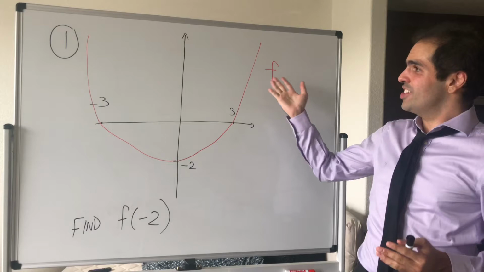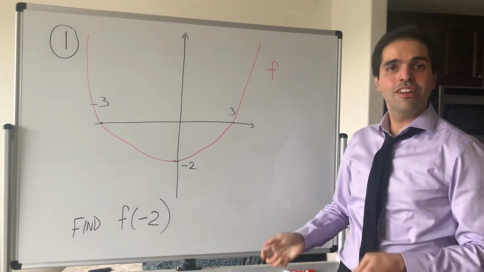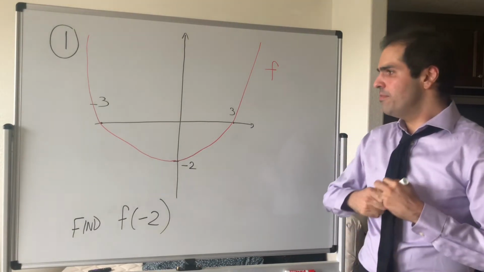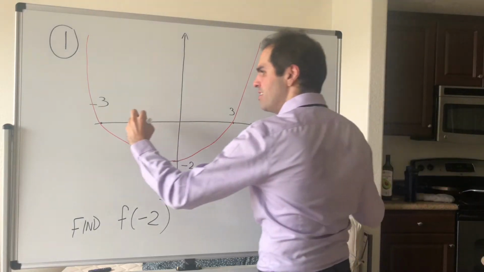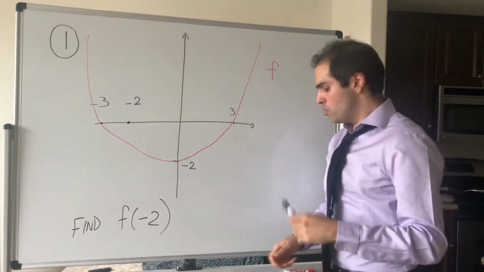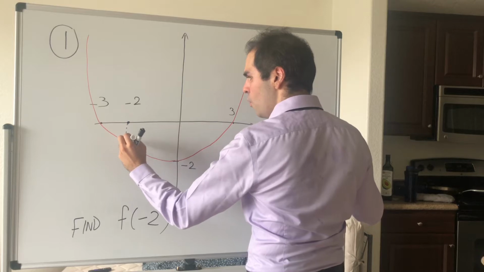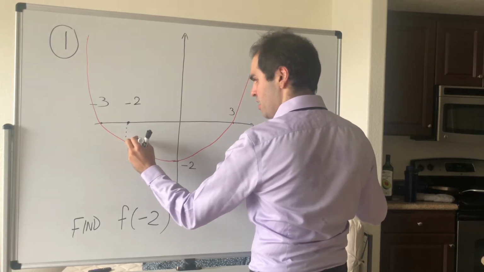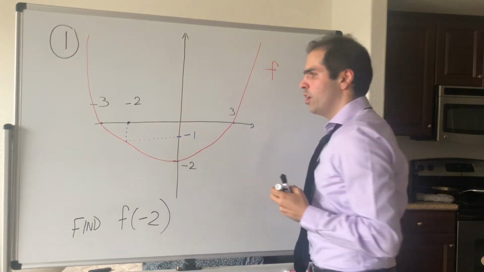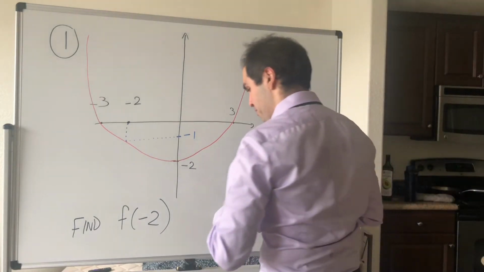All right, so first question. Consider this very beautiful parabola f, or this function f, and the goal is to find f of minus 2. So what does that mean? It means if you give me the input minus 2, what is the output? To do this, you look at the input and you want to figure out what is the height of f here. And if you look at the height, you see it's roughly minus 1. So in this case, f of minus 2 is minus 1.